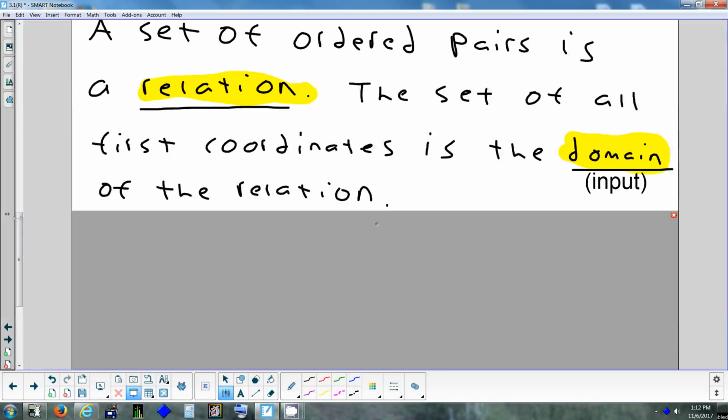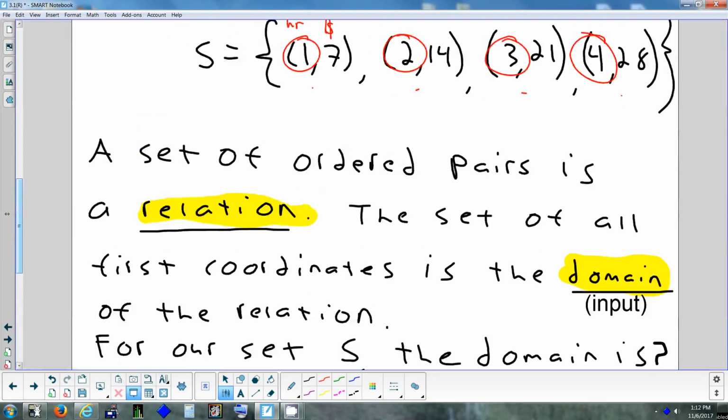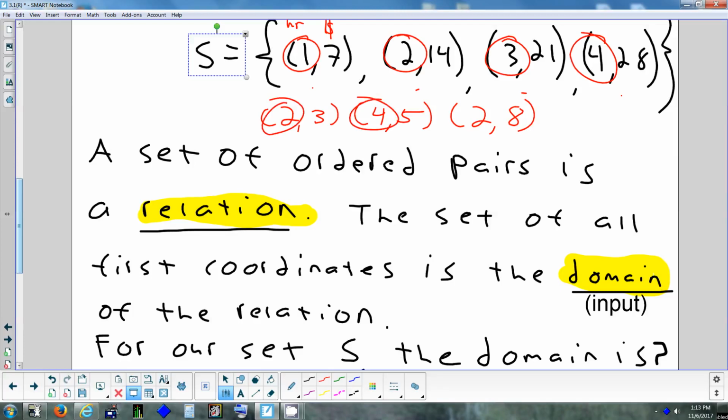So let's go up and look at our set, we called it set S. I already circled them for you. But what's the domain of that set? Give me a list of all the first values. 1, 2, 3, 4. Now, if you have a first value that repeats, you don't need to list it twice. Like, if you had this set, and I said to you, what's the domain? You don't need to say 2, 4, 2. You just have to say the domain is 2 and 4. There's no need to repeat it.